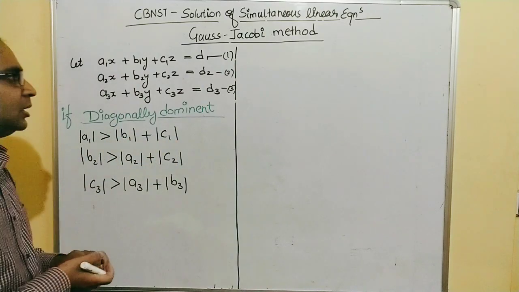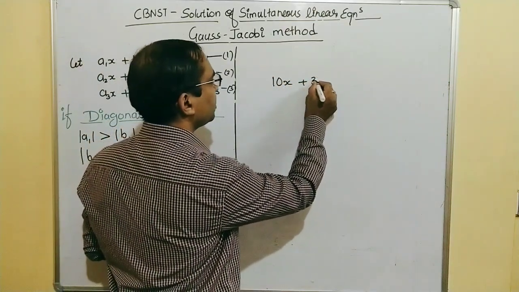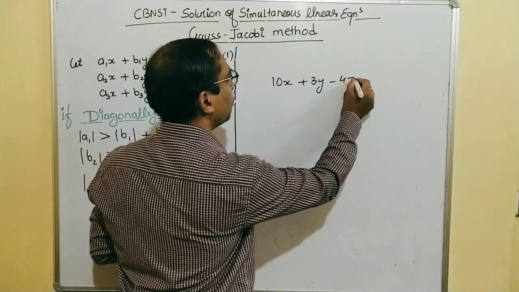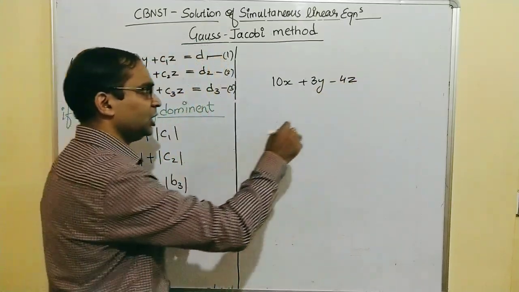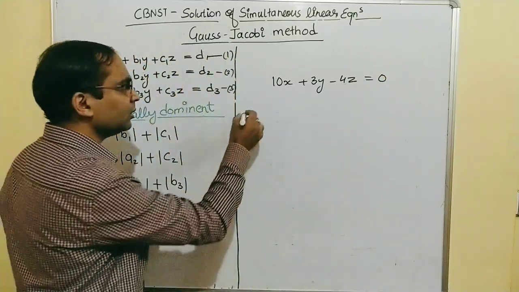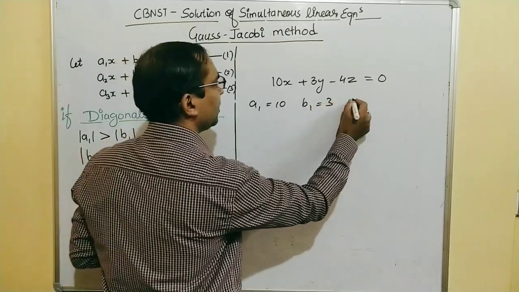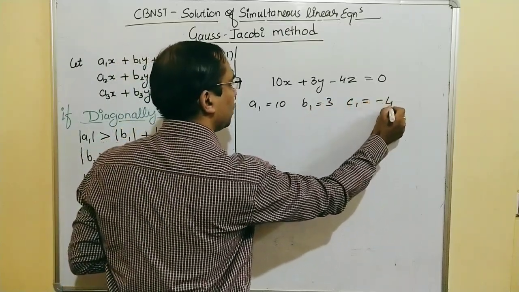Let me give you one example. For example, if we have the equation, let's say 10x plus 3y minus 4z, equal to, let's say, 0. So what is a1 here? a1 is 10. What is b1? b1 is 3. And what is c1? This is minus 4.